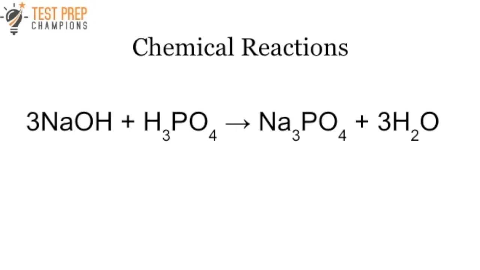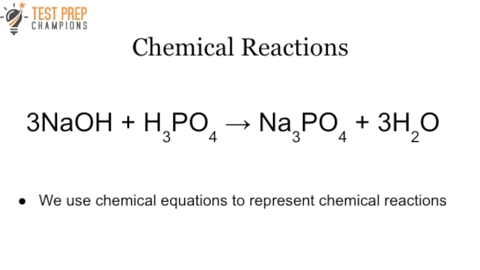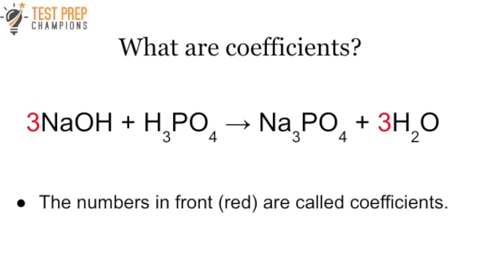Okay, so let's switch gears and talk about chemical reactions, which is another important topic to understand. What we see on screen here is a chemical equation, and we use chemical equations to represent chemical reactions. Now, the first point that I want you to understand is that the numbers in front are called the coefficients, and I've highlighted them in red. We see the 3 before the NaOH, and we also see the 3 before the H2O over here. So these are called coefficients.